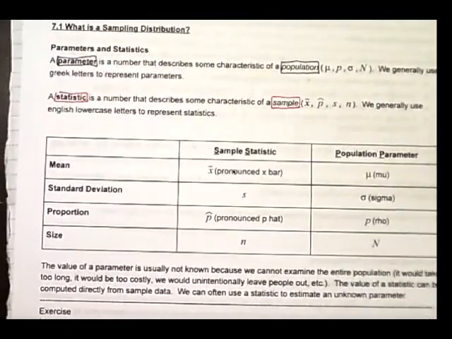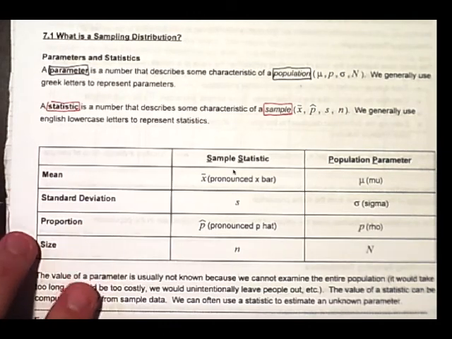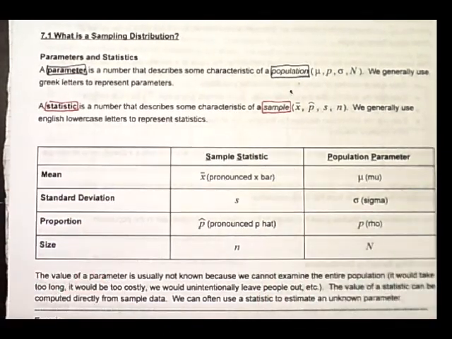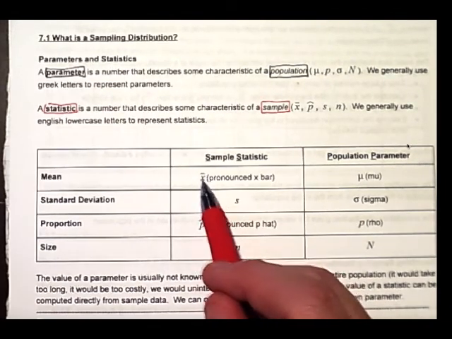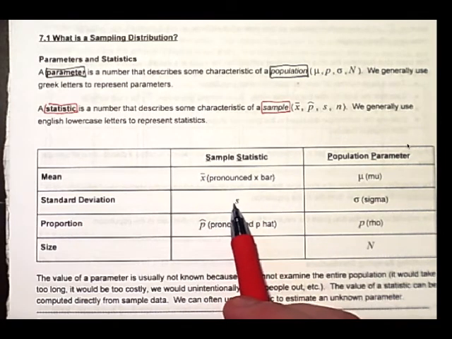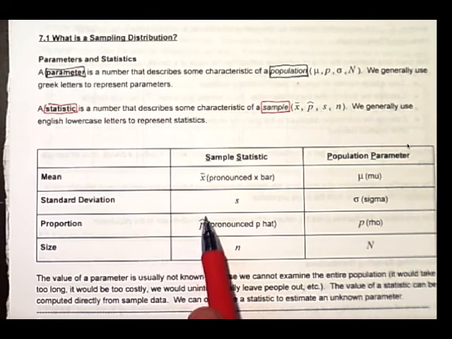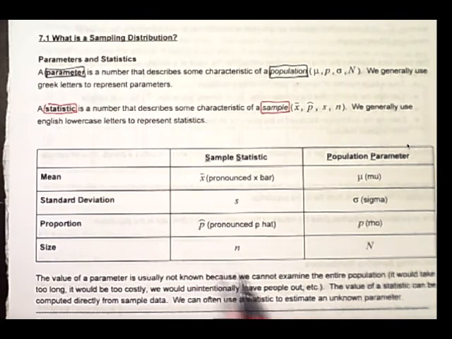So here are some different measures, just as a review. Mean, standard deviation, proportion, and size. When we refer to sample statistics, a sample mean, we would use the symbol X bar. Sample standard deviation, lowercase s. Sample proportion, p hat. And sample size, lowercase n.